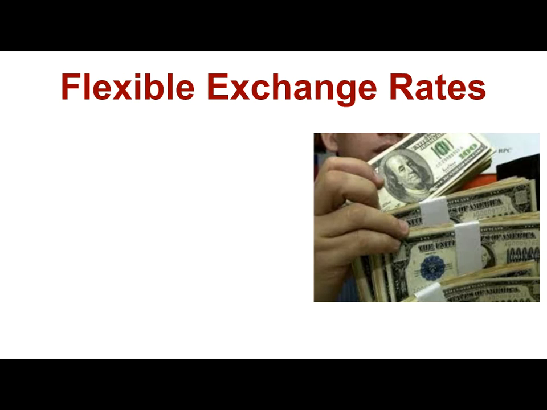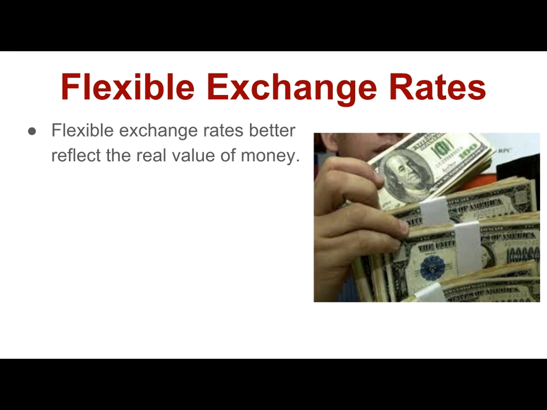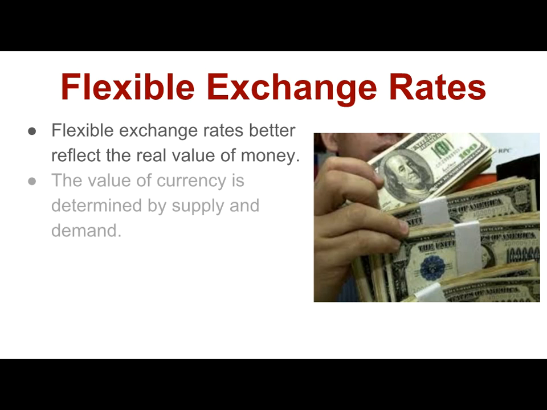So instead, we flipped to a flexible exchange rate in the early 1970s. The flexible exchange rate better reflects the real value of money. Now, how do we know what the real value of money is? Well, this is economics. It's supply and demand.